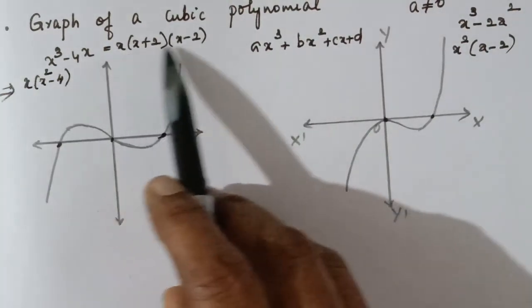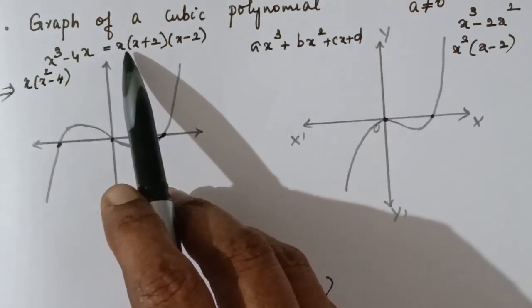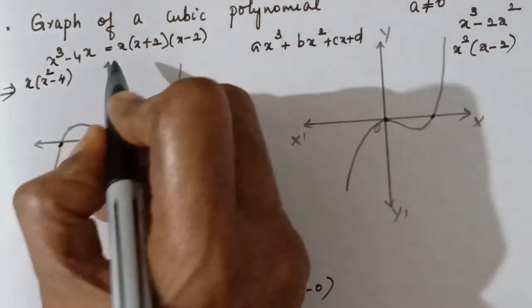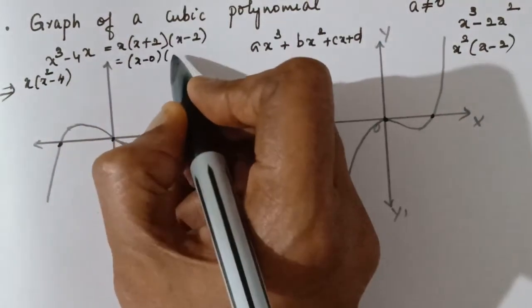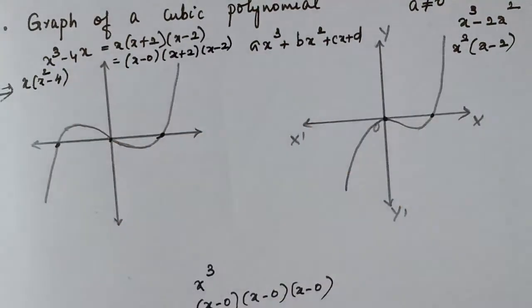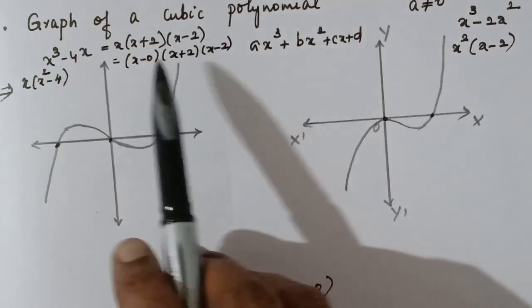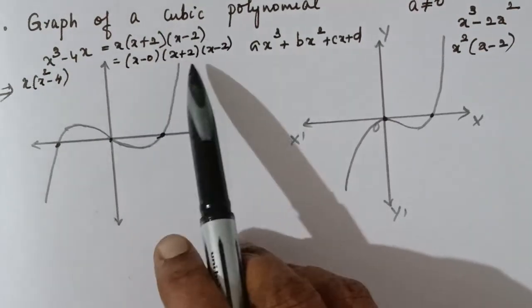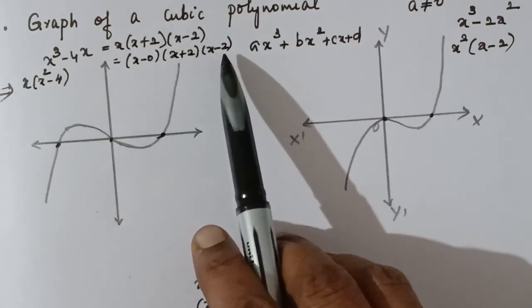So here itself, we can see that 3 zeros are there. That is, one is x equal to 0. This x also we can write as x minus 0. And then x plus 2 into x minus 2. Now check how many zeros are there? 3 zeros. One is x equal to 0, the other one is x equal to minus 2, the other one is x equal to 2.